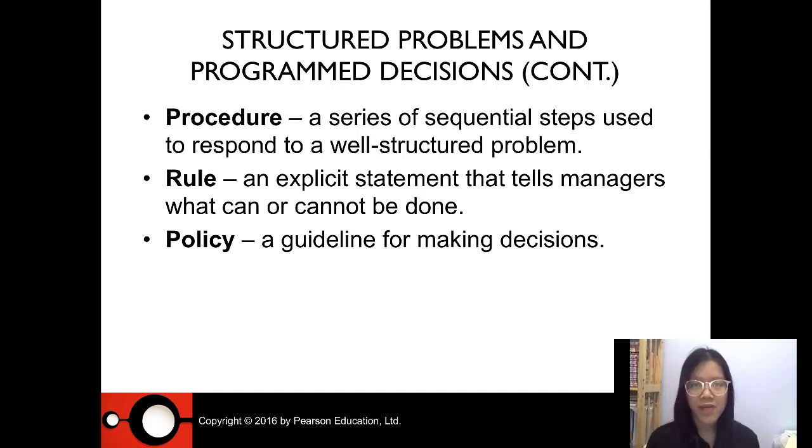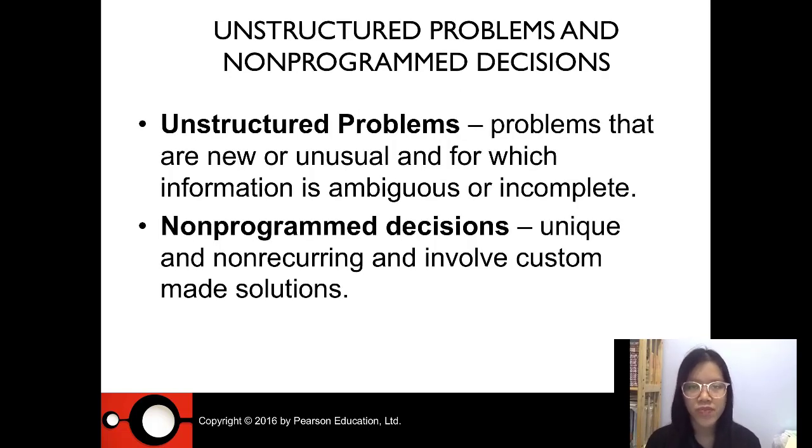The second type of decision is unstructured problems and non-program decisions. Unstructured problems are problems that are new or unusual and for which information is ambiguous or incomplete. Whether to build a new manufacturing facility in China is an example of an unstructured problem. Non-program decisions are unique and non-recurring and involve custom-made solutions.